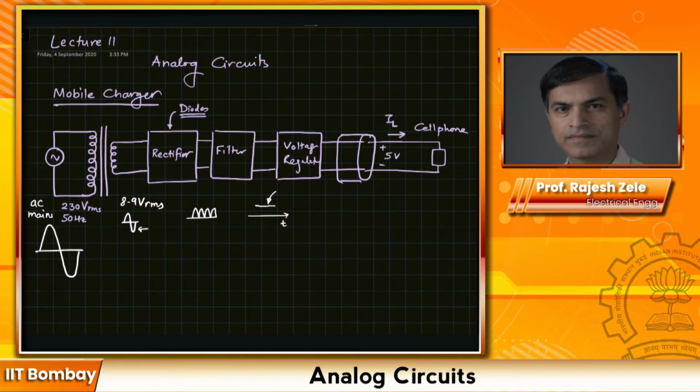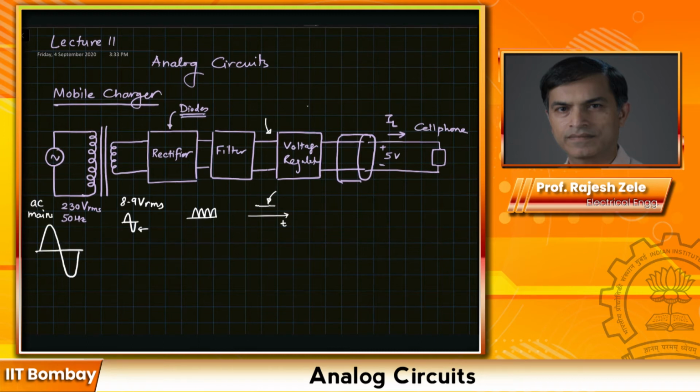So that you don't break down anything inside the cell phone. Okay. So you need something called a voltage regulator. What the voltage regulator will do is convert the input voltage, no matter what it is, as long as it's larger than a certain value, to 5 volts.